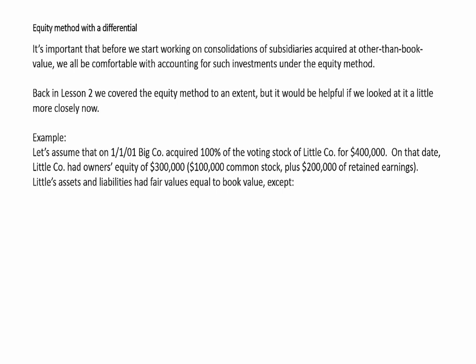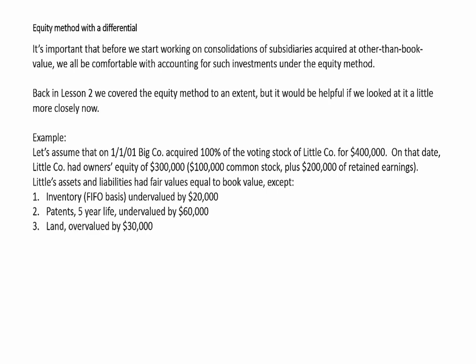Let's assume that on January 1st, 2001, Big Company acquired 100% of the voting stock of Little Company for $400,000. On that date, Little Company had owner's equity of $300,000, $100,000 of common stock plus $200,000 of retained earnings, and Little's assets and liabilities had fair values equal to book value, except first they had some inventory accounted for on a FIFO basis, which was undervalued by $20,000. They had some patents with a 5-year life undervalued by $60,000, and they had some land overvalued by $30,000.